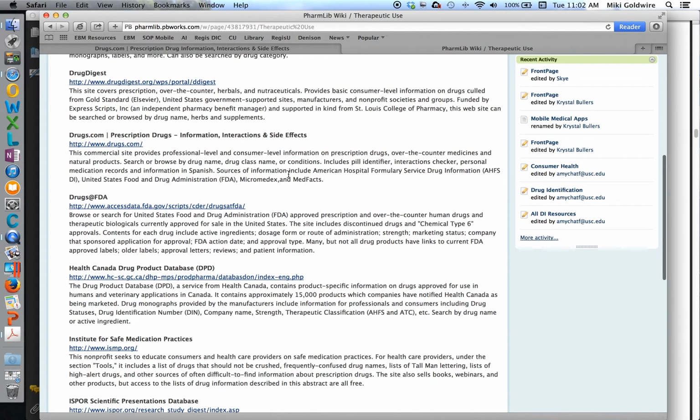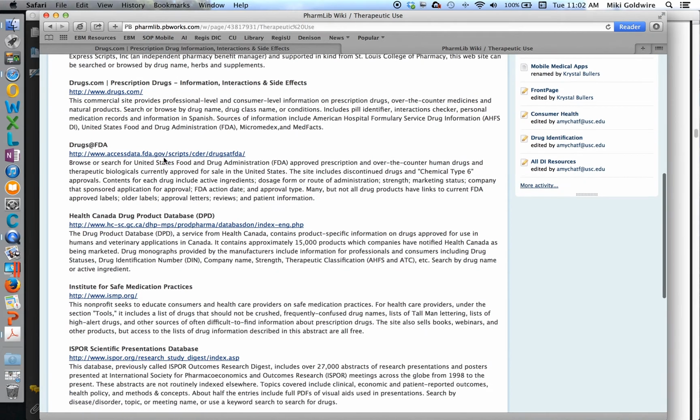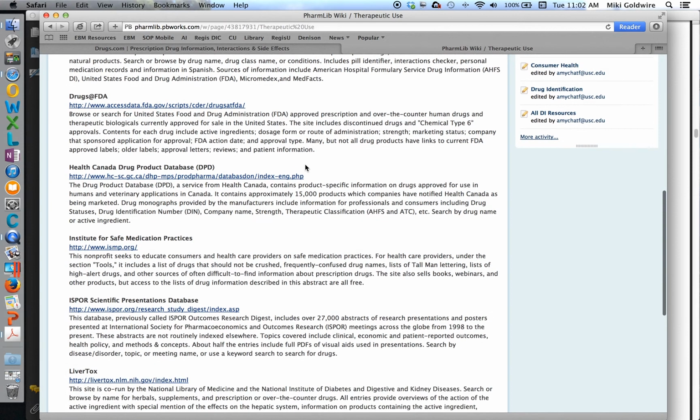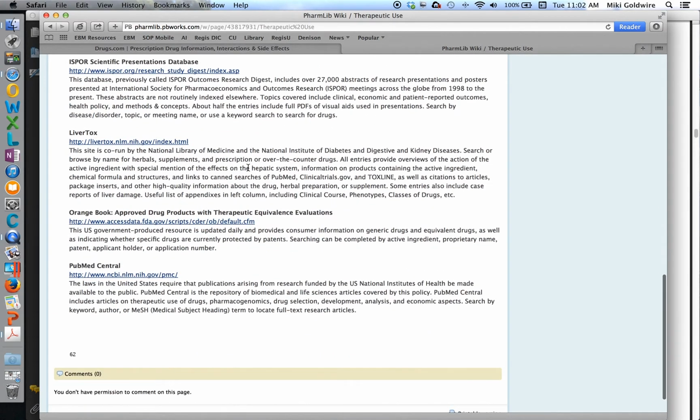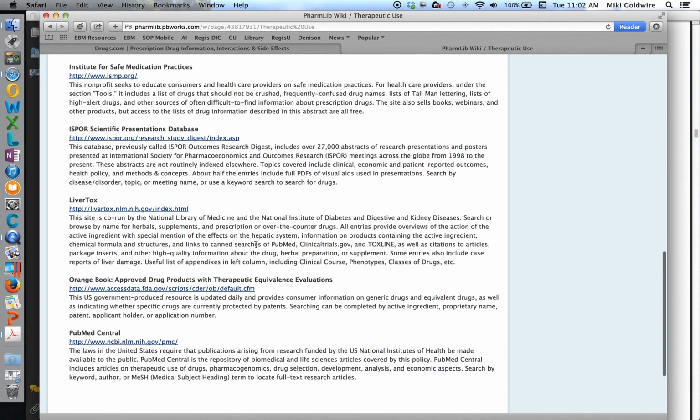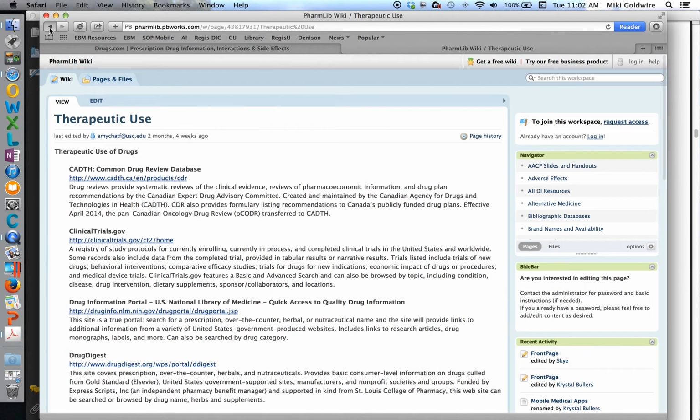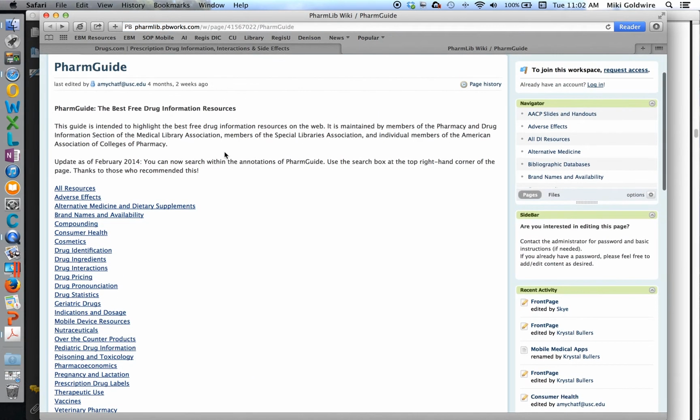And yet it pulls its information from AHFS, the FDA, Micromedex, and MedFacts. Drugs@FDA, which we reviewed. It also lists some Canadian sites. LiverTox, which is from the National Library of Medicine, the Orange Book, which is from the FDA, and PubMed Central. So again, PharmGuide was developed as links to free drug information.